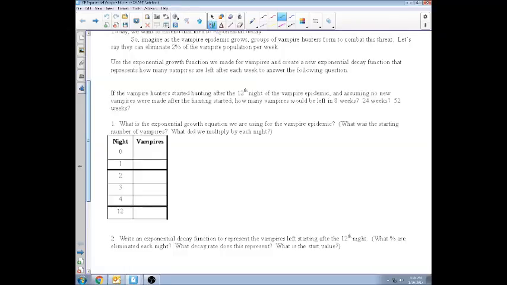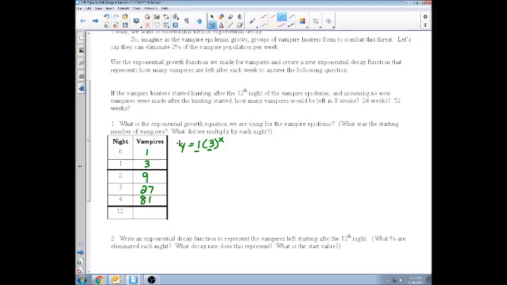Okay? So what is the exponential growth equation we are using for the vampire epidemic? Well, that was y equals 1 times 3 raised to the x power. What was the starting number of vampires? Well, we had 1 to start with, and we were multiplying by 3 every night. So that is how we got our formula. Now, the numbers from our example were 1 on night 0, 3 on night 1, 9 on night 2, 27 on night 3, 81 on night 4.